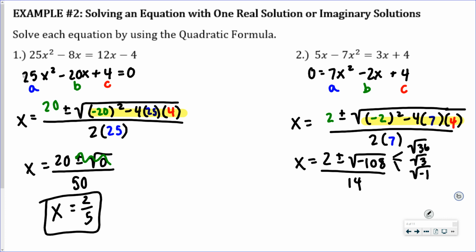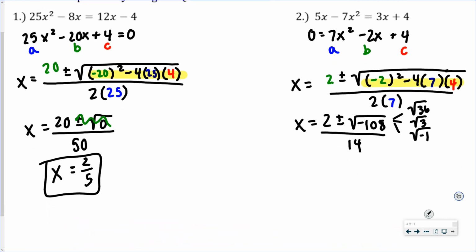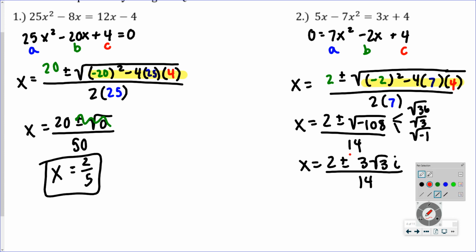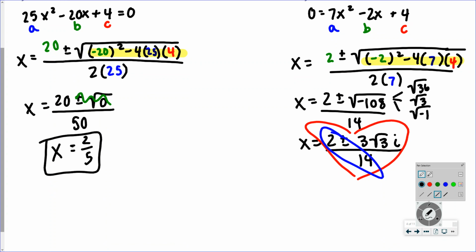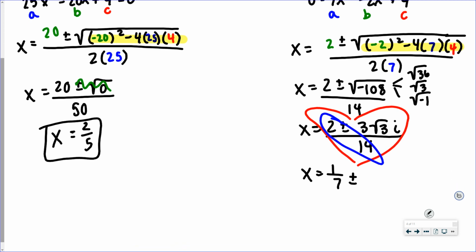All right. So that would get me 3 root 3 I all over 14. Now with imaginary numbers, we like to write them in standard form, so we are going to break this up. My real part would be this 2 over 14, which would reduce to 1/7, plus or minus my imaginary part.